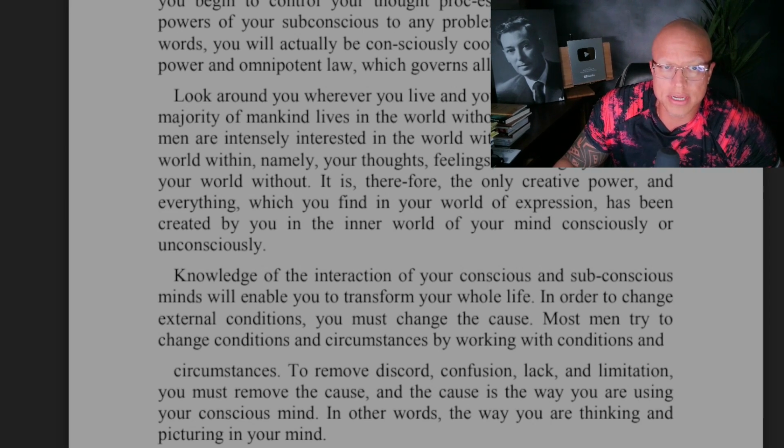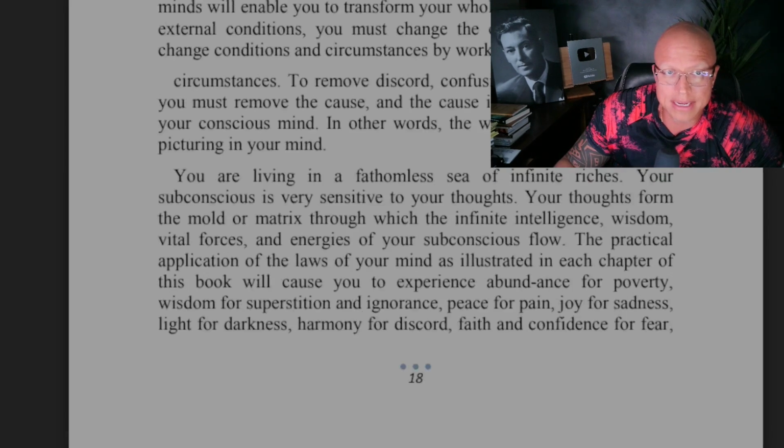In order to change external conditions, you must change the cause. Most men try to change conditions and circumstances by working with conditions and circumstances. To remove discord, confusion, lack, and limitation, you must remove the cause. And the cause is the way you are using your conscious mind, your objective mind, in your objective world. So in other words, you are thinking and picturing in your mind.